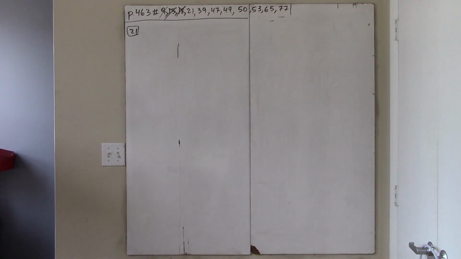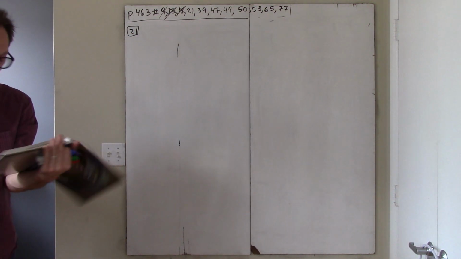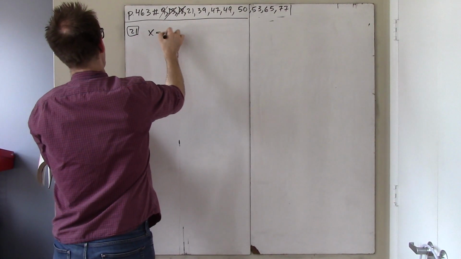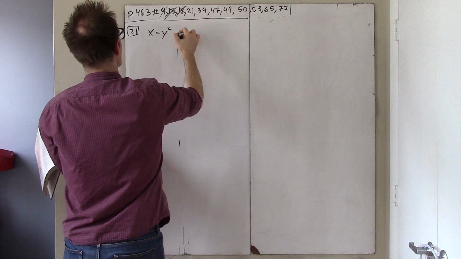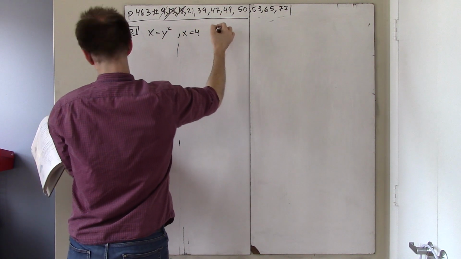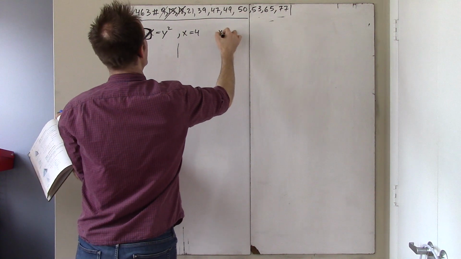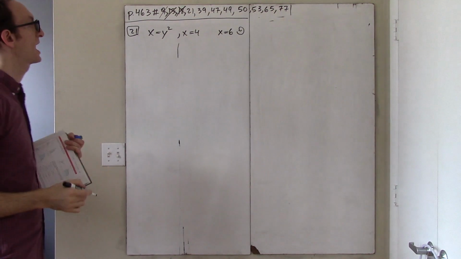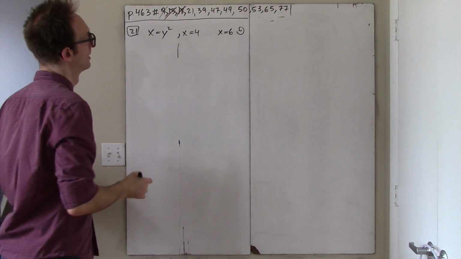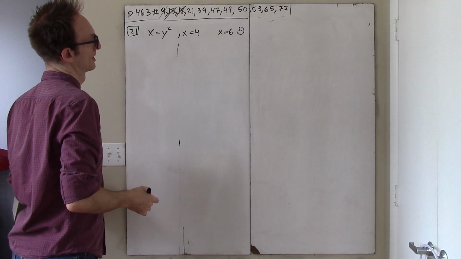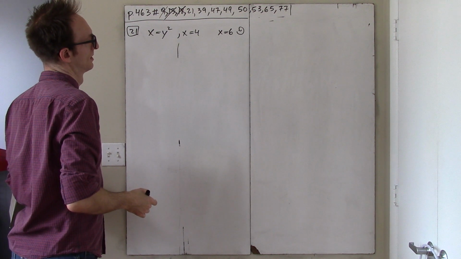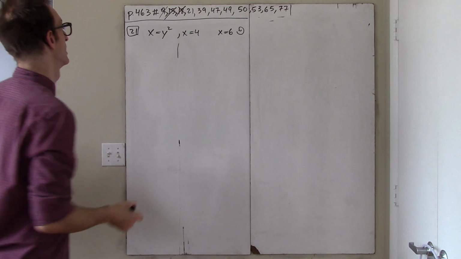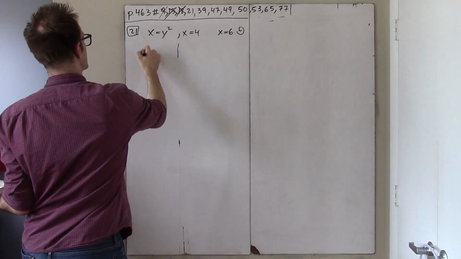Number 21 says, find the volume of the solid generated by revolving the region bounded by the graphs of the equations about the line x equals 6. Okay, so we're given x equals y squared and x equals 4, and we're rotating this whole thing about the line x equals 6. Okay, let's go. X equals 6, eh? Theo, what are you doing? Okay, x equals 4.